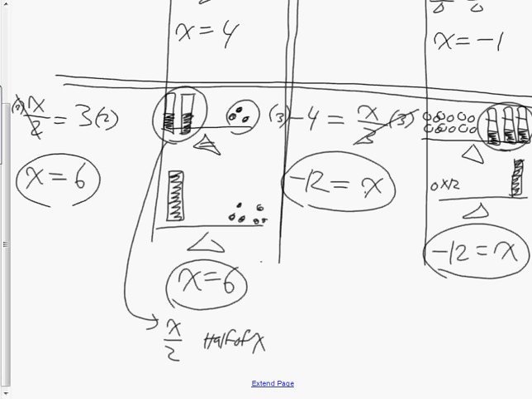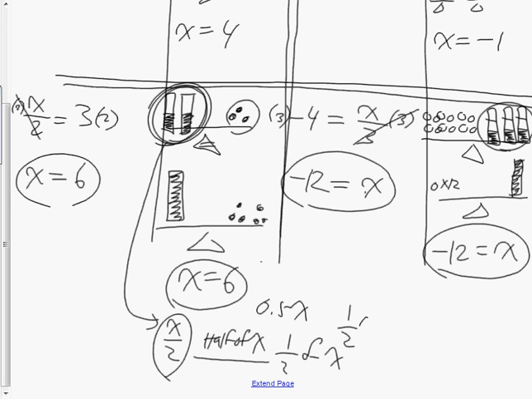The new learning is probably this idea here of reading it as being half of x. Okay, hopefully that made sense.